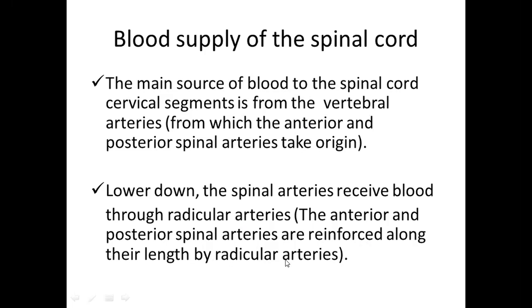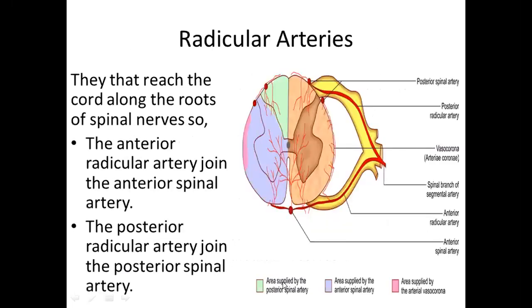So what is the radicular artery? If we look here, the radicular arteries are branches that arise from other arteries. They arise from different sources. For example, in the cervical region, they arise from the ascending cervical artery or the vertebral artery. In the thoracic region, they arise from the intercostal arteries. In the lumbar region, they arise from the segmental arteries. So the radicular arteries have different origins according to the region.